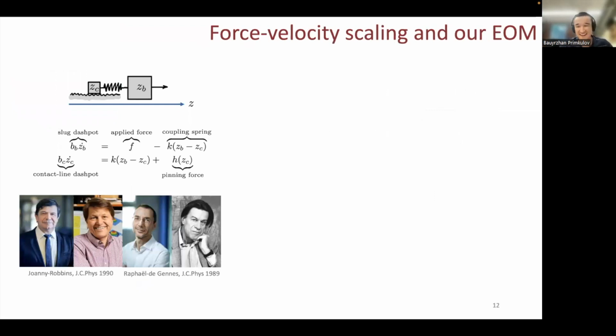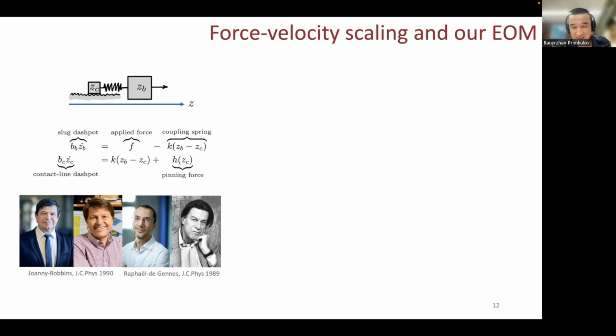Now, luckily, this problem has been examined before, and there are some nice papers, again from the 90s, that considered exactly the same equations: a coupled spring dashpot model. In this model, pay attention to ZB, the position of the slug, and ZC, the position of the contact line. Only the contact line feels this pinning force. They made some really nice observations, some really nice scaling arguments.